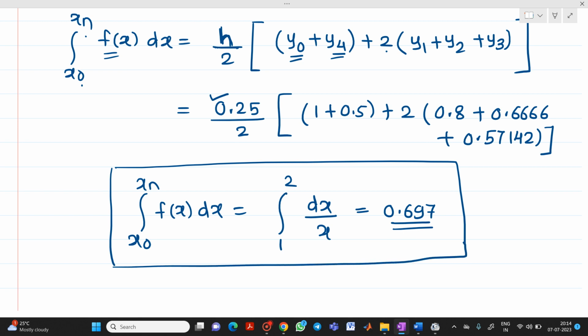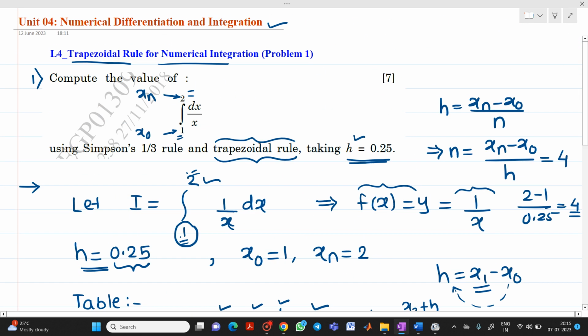So you substitute, and you will get the answer, that is, the integral from x0 to xn of f of x dx, that is, the integral from 1 to 2 of dx upon x, will be equal to 0.697. So this is the problem of the trapezoidal rule for numerical integration.